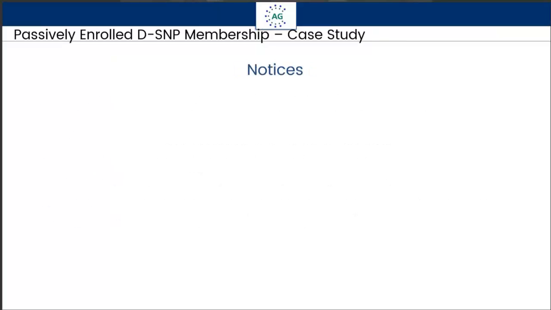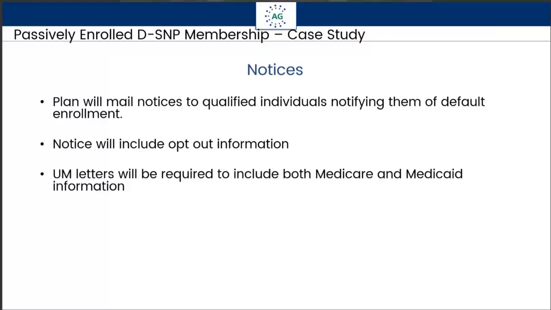Then the notices, of course. The plan's going to mail notices to the qualified individuals, notifying them of default enrollment. Again, the notice will provide information on how they can opt out of that, so the members are not required to be enrolled in this program. And also we need to look at the letters to make sure that they include language on both Medicare and Medicaid information.